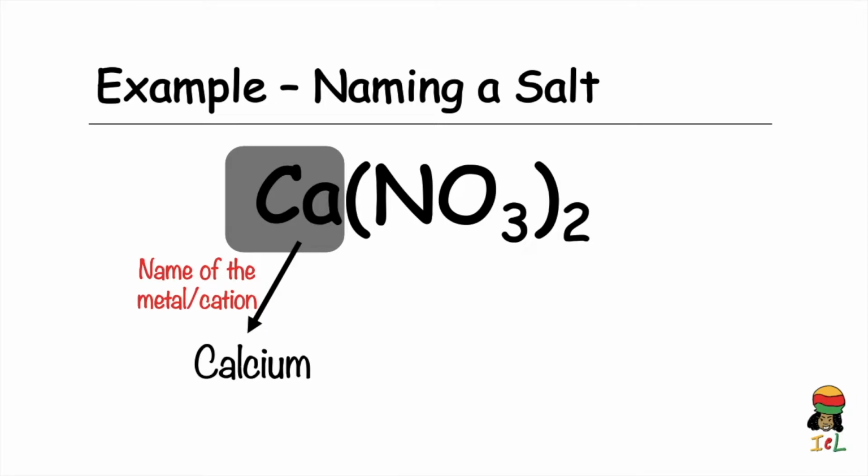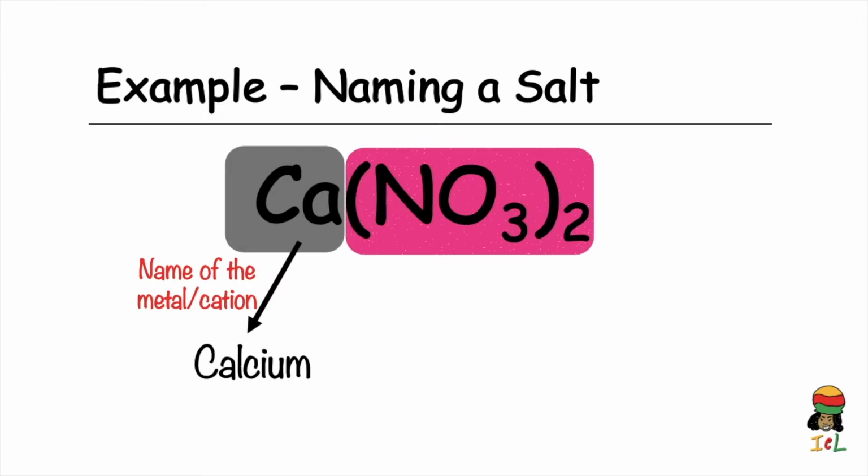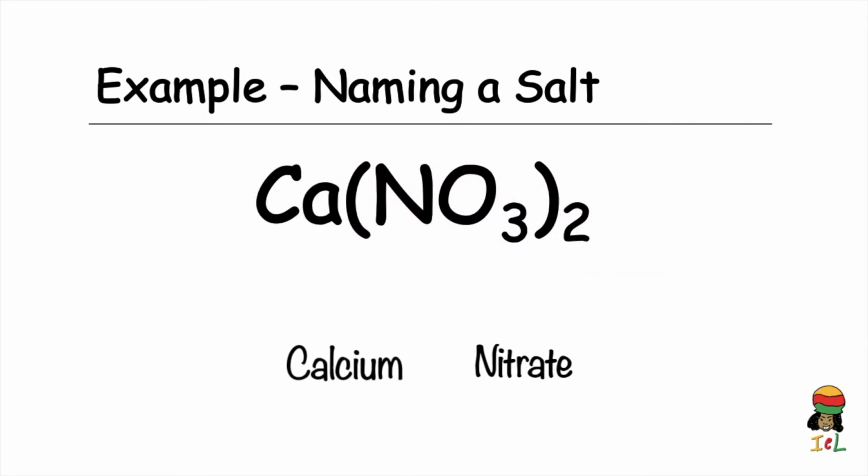The next portion is NO3. Which acid has NO3 in it? Of course that's nitric acid, and we know that nitric acid forms nitrates. So the name of this salt would be calcium nitrate.